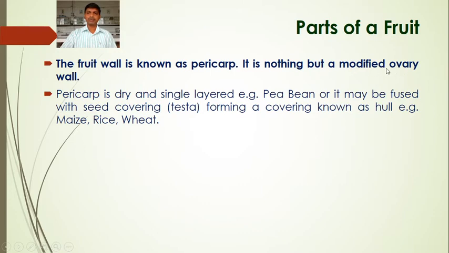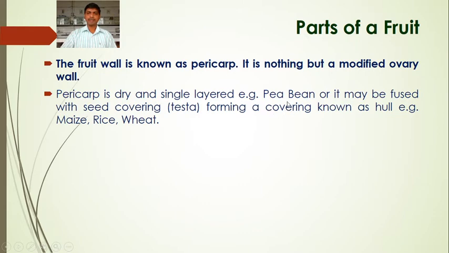This ovary grows, enlarges, so this wall of the ovary becomes the wall of the fruit. So it is called the pericarp. So in simple words, I said fruit wall is known as the pericarp. Pericarp is dry, single layered.